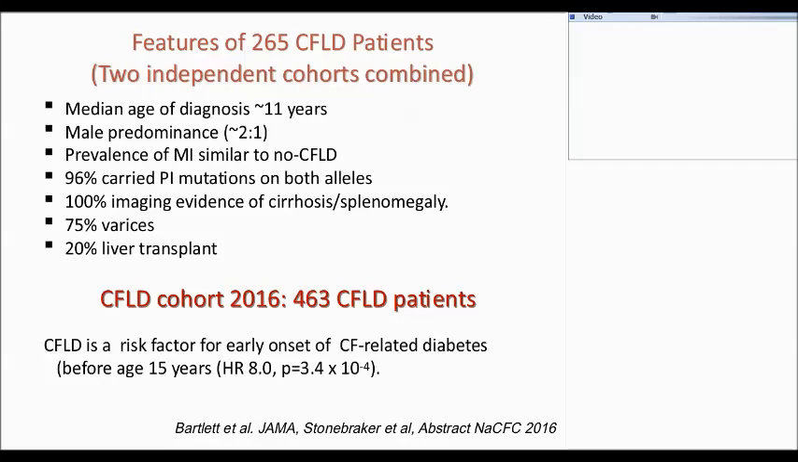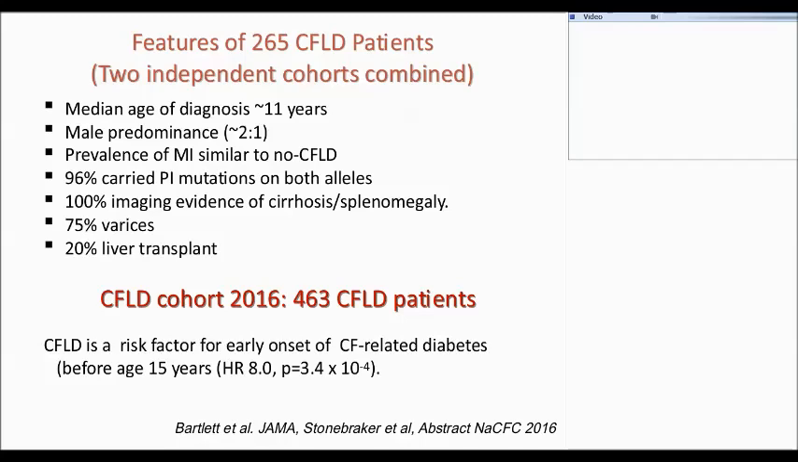And they collected in North America altogether 265 CF liver disease patients, and they combined 2 independent cohorts, and that was published in JAMA. They found that the median age of diagnosis was very young, 11 years. There was a male predominance, and having had meconium ileus was not a significant difference between those with or without liver disease. But they do make a point that about 96%, almost all of their patients, were those with pancreatic insufficiency and with severe mutation on both alleles.